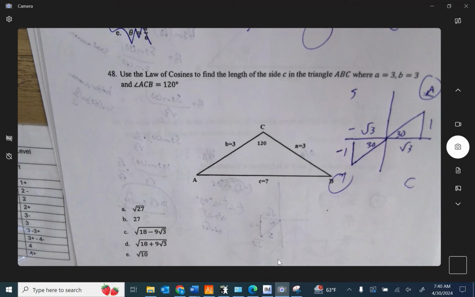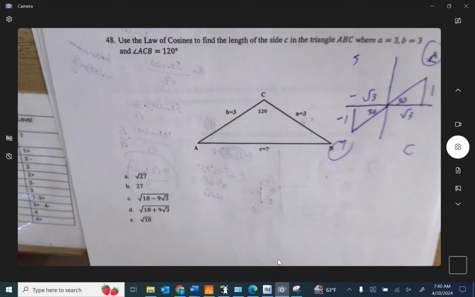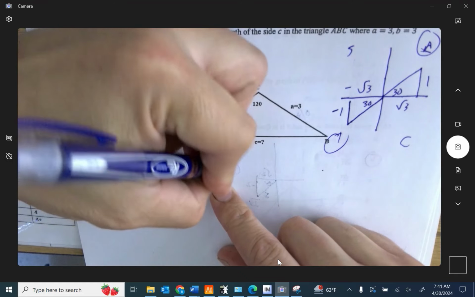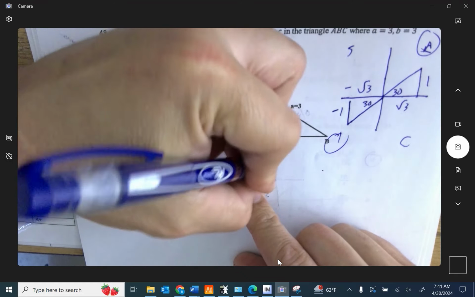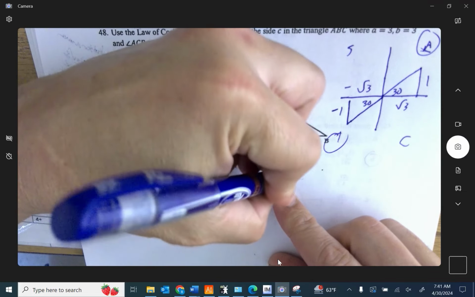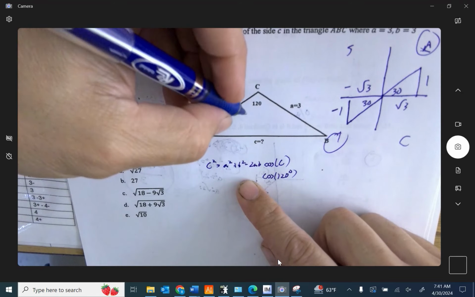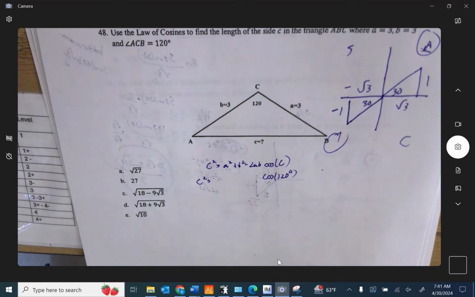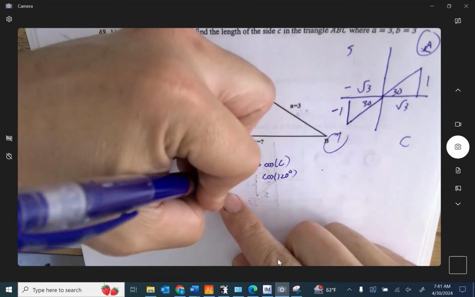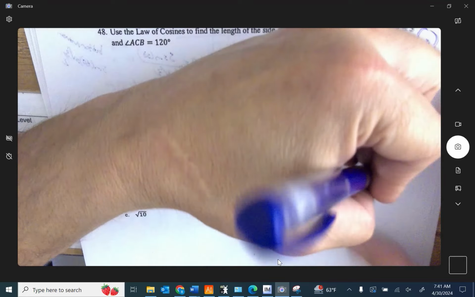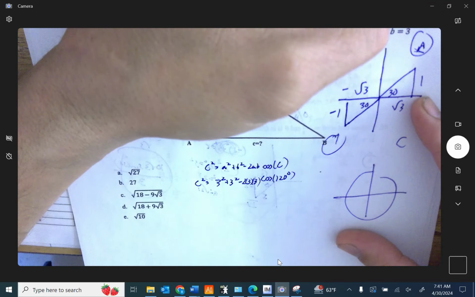Use the law of cosines. Find length of the side C in this triangle where A is 3, B is 3, and the measure of angle ACB is 120 degrees. You don't have the law of cosines given to you. C squared equals A squared plus B squared minus 2AB cosine of angle C, which, by the way, is 120 degrees. Don't know what C squared is. 3 squared and 3 squared make A and B. Boy, this one ought to be pretty easy. 3 squared plus 3 squared minus 2 times 3 times 3. Cosine of 120 is something you can get from a unit circle if you'll draw it.